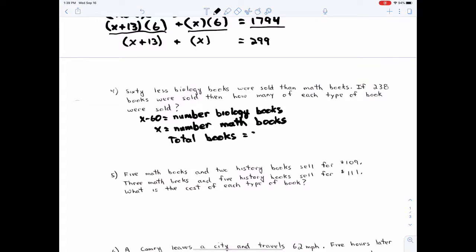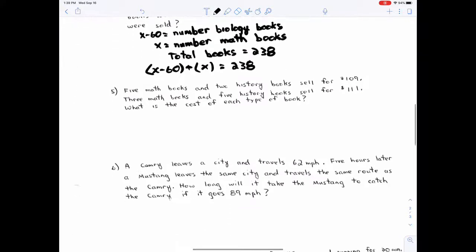It's 238. Let's not belabor this one. It should be pretty straightforward. So it'd be x minus 60 plus x equals 238. Okay, pretty straightforward. Let's take a look at the next one.